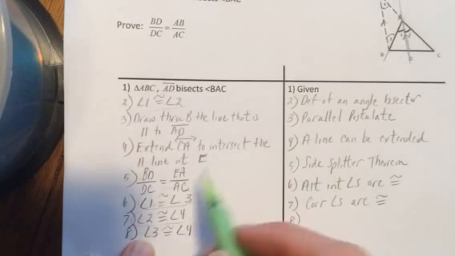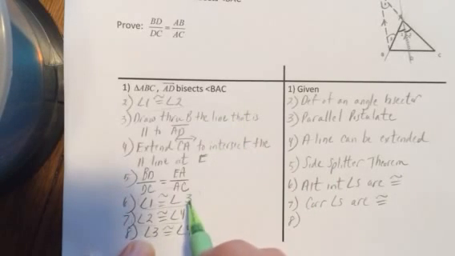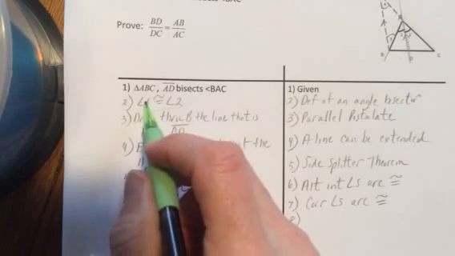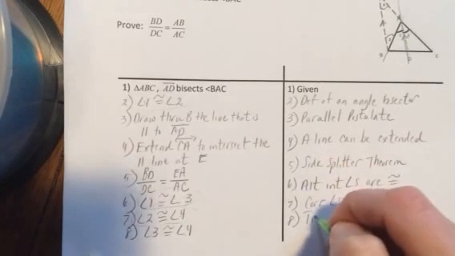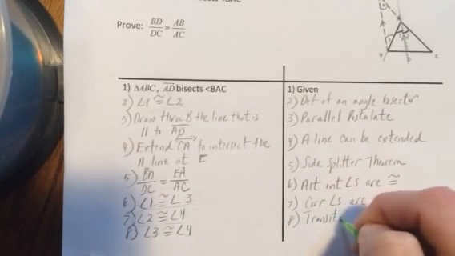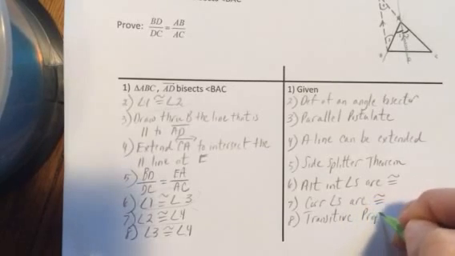So if you can follow my reasoning here, if 3 is congruent to 1 and 1 is congruent to 2 and 2 is congruent to 4, then 3 has to be congruent to 4. So this is a transitive property reason.